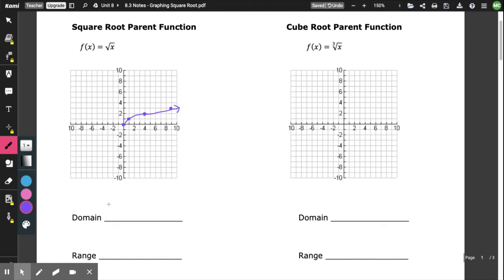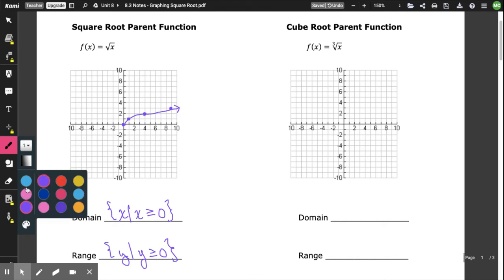So looking at the picture there and also thinking about what we discussed, the domain of this would be all the x values that are greater than or equal to 0. And then also looking at the picture, the range would also have to be all the y values that are greater than or equal to 0. Because when you take the square root of a number, you're always going to get a non-negative answer.